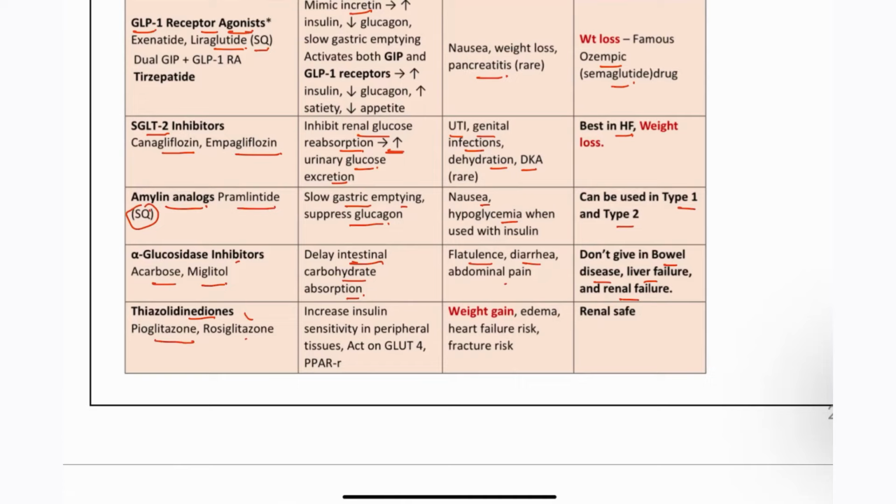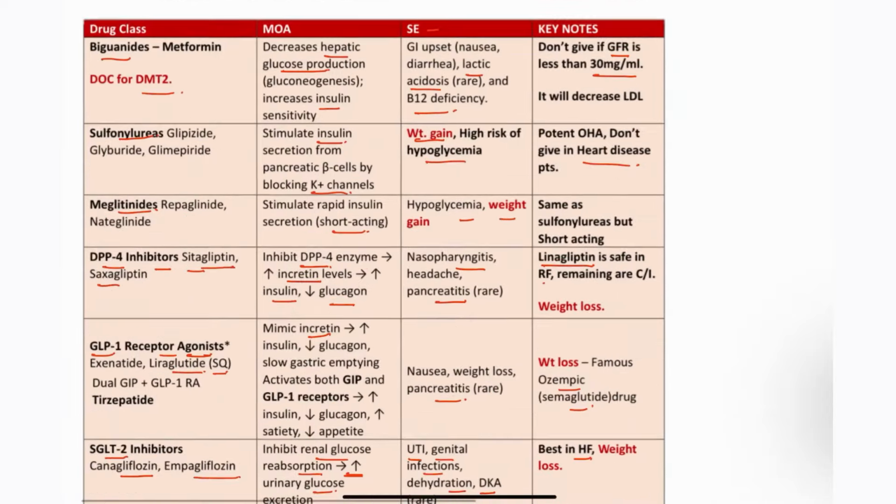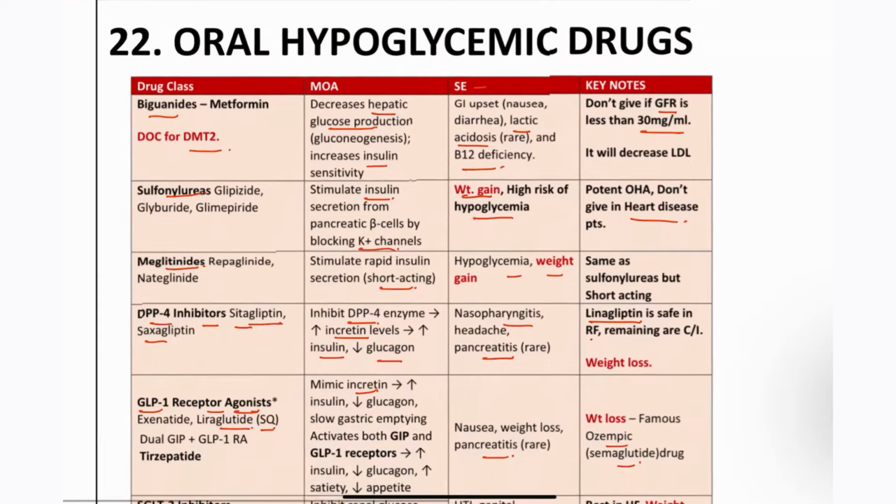And the best thing about this one is it is completely renal safe. But weight gain is seen, so avoid in the heart failure patient. So this is going to act on the PPAR gamma receptor. Okay, these are the oral hypoglycemic drugs that we are discussing now.